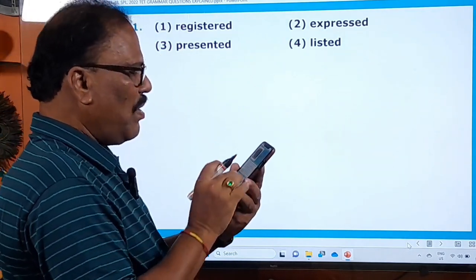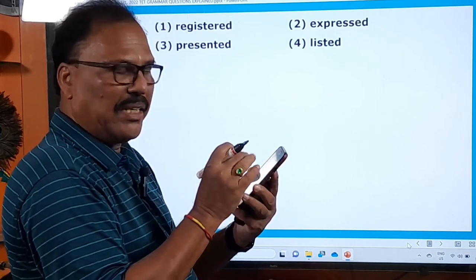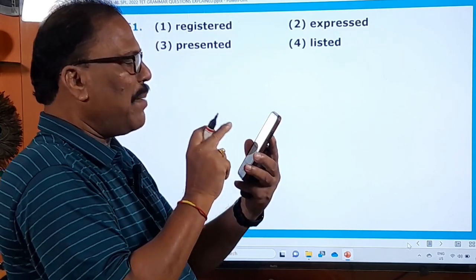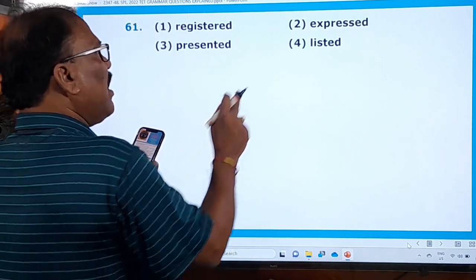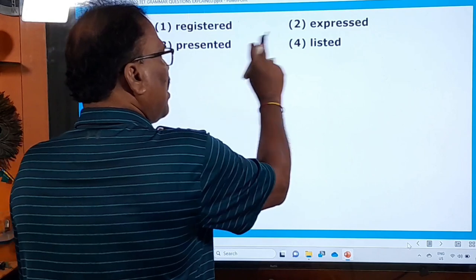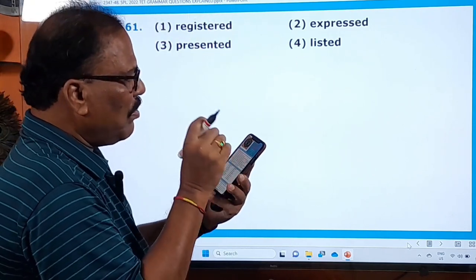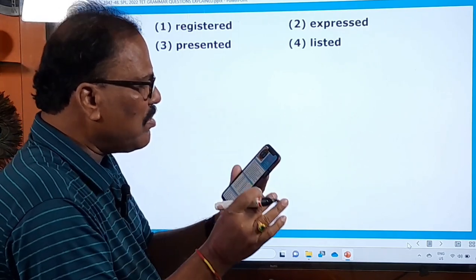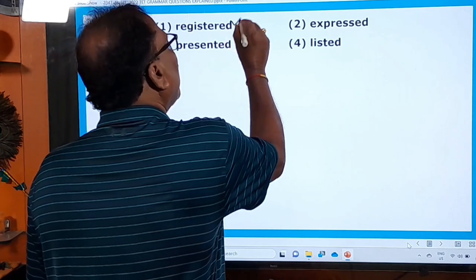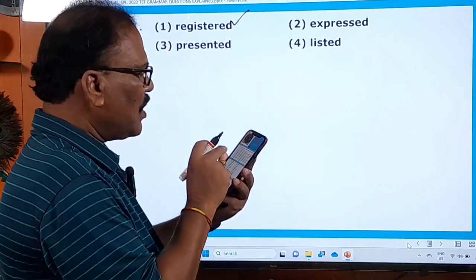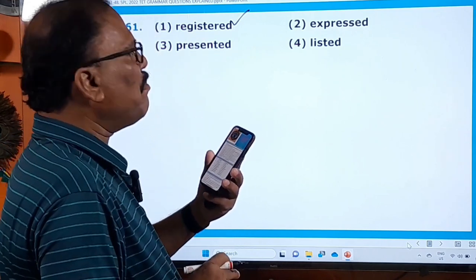Now let's see what is there in the 61st blank, because I cannot go back to the first slide, I'm just reading it from this iPhone. The massive explosion dash shockwaves. Do you say expressed shockwaves, presented shockwaves, listed shockwaves, registered shockwaves? He has given some clues: shockwaves on barometer. On barometer, you just record this one. So the massive explosion registered shock waves on barometer.